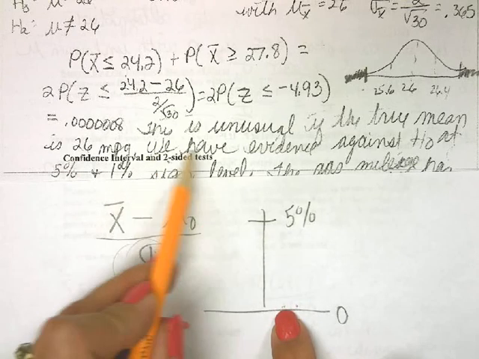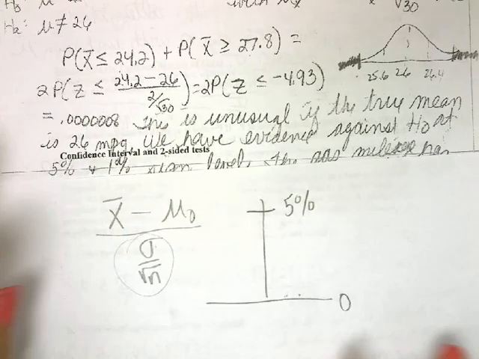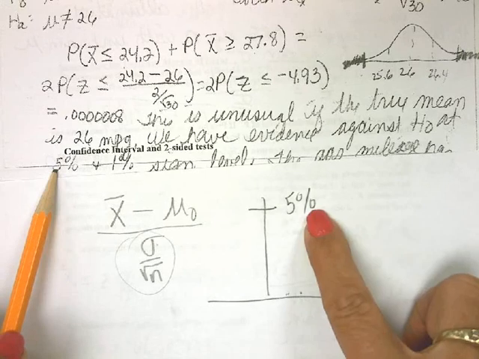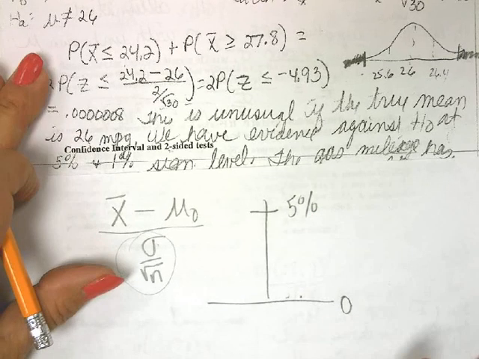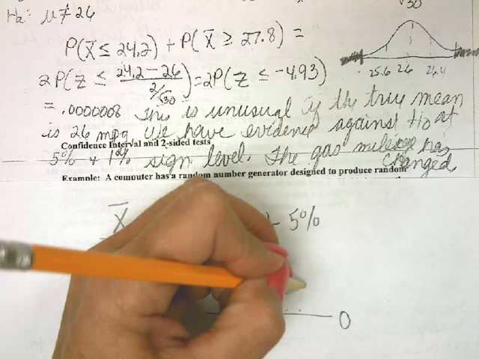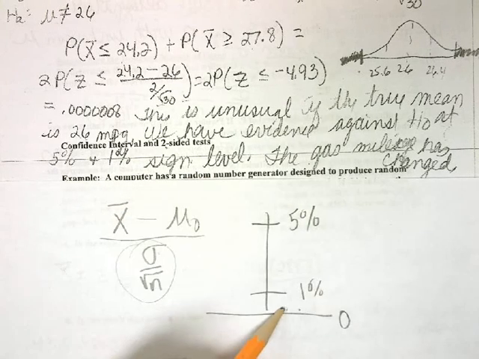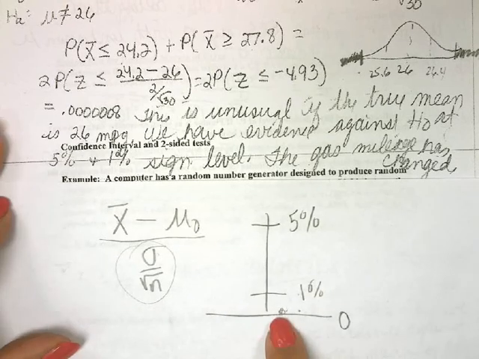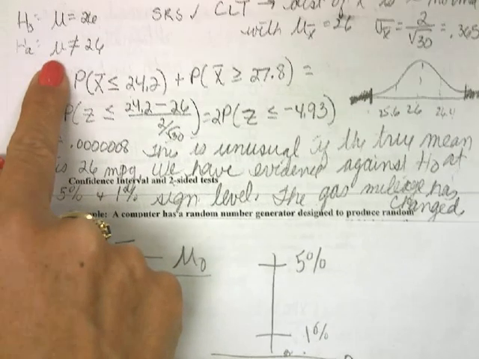We have evidence against the null at a 5% significance level, but also at a 1% significance level, because here's 1%. And definitely our p-value is smaller than a 1% significance level as well. So we have evidence against the null, which means we conclude that the gas mileage has changed.